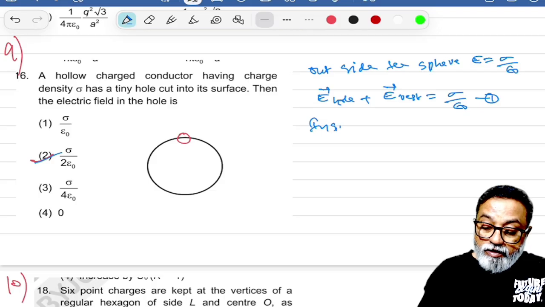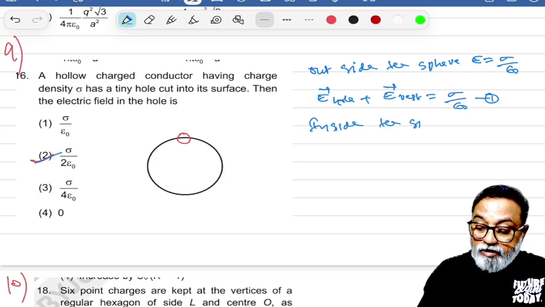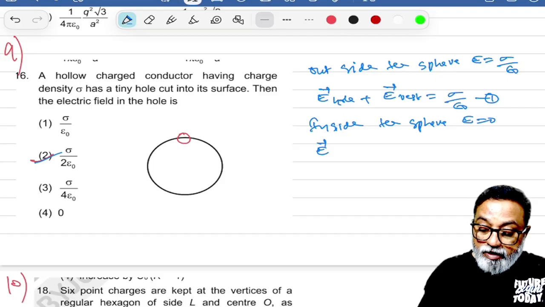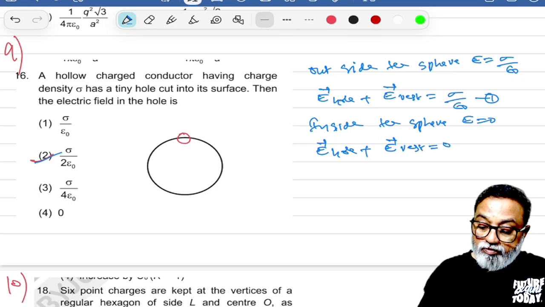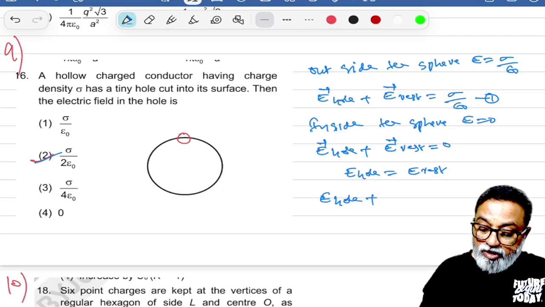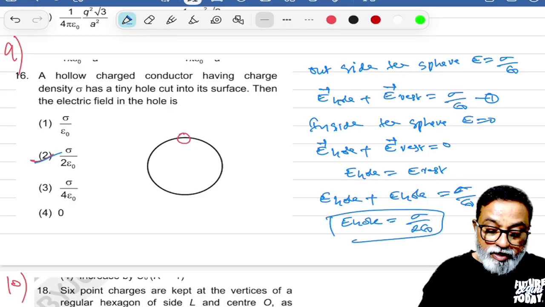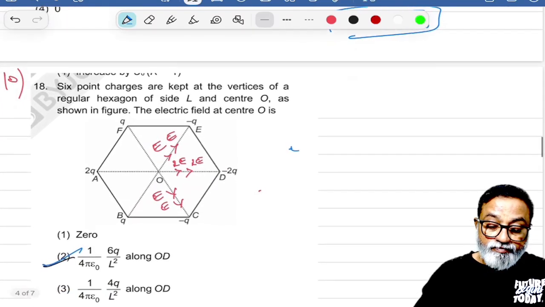But inside the sphere, intensity E is equal to 0. That is E bar due to hole plus E bar due to rest of the sphere is equal to 0. Therefore, in magnitude, E bar hole is equal to E bar rest of the sphere. See from equation 1, E bar hole plus E bar rest, also E bar hole equals E bar rest, that is equal to sigma by epsilon naught. Therefore, E hole is equal to sigma by 2 epsilon naught. Answer 2 is correct. Next one.